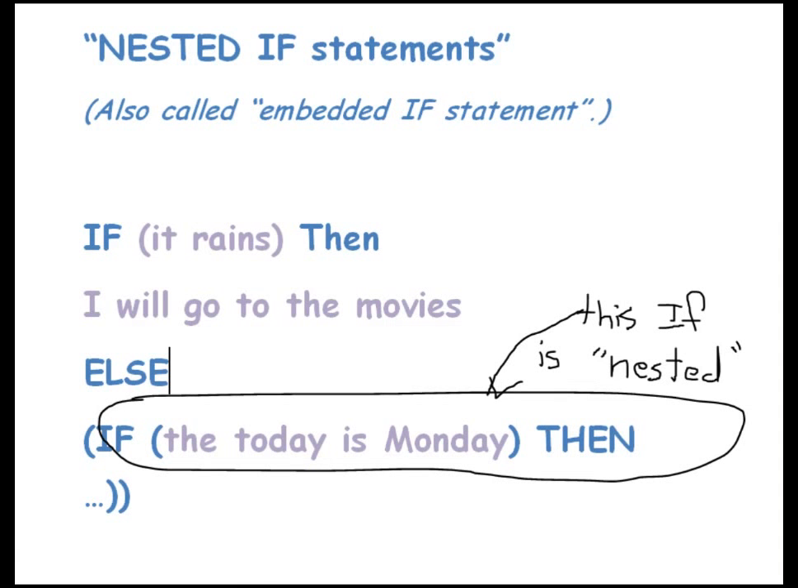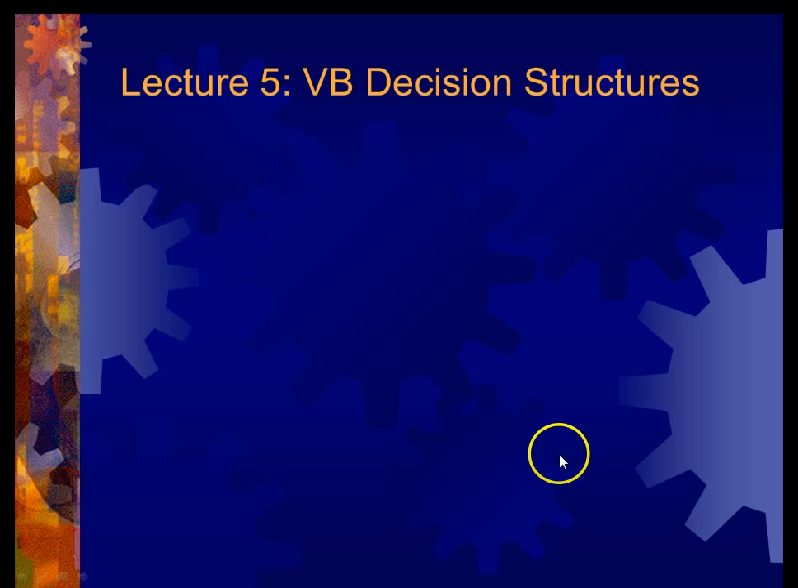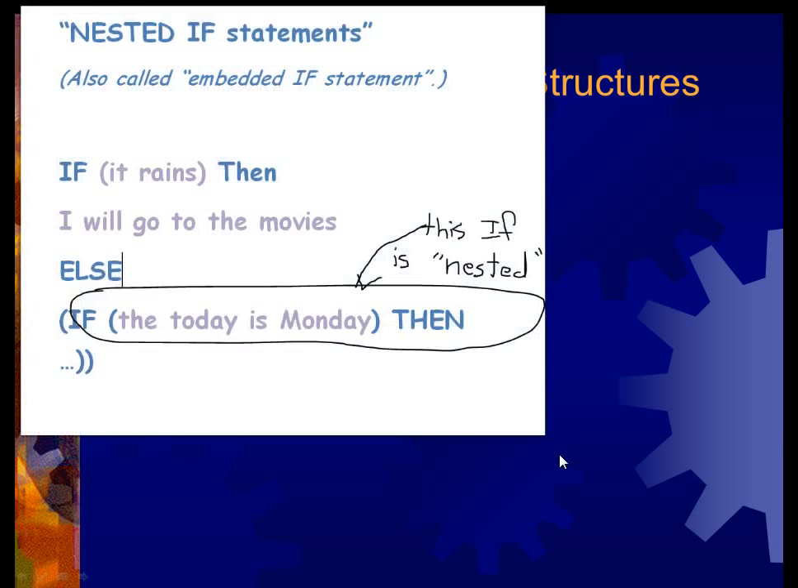This is a little bit off topic, but we can also have what are called nested if statements. They're also called embedded if statements. So here we have if something, then something else, and then we have else, and then we start a new if statement inside the else part. That's called a nested if statement. This if statement is nested inside the whole larger if statement. And then you have to worry about the parentheses. Anyway, we won't talk about that now. Let you know in advance.